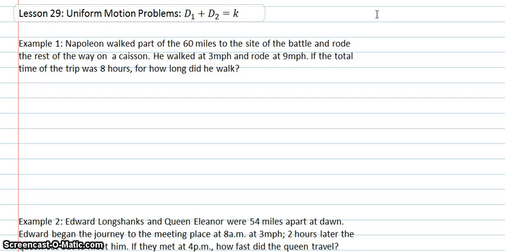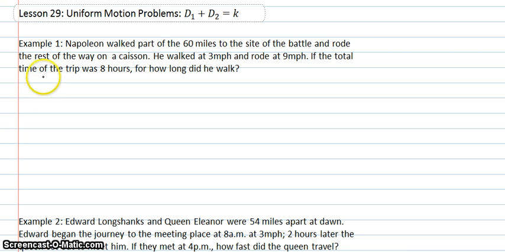In lesson 29, we're looking at uniform motion problems where you add two distances together to get a total distance. In our first example, Napoleon walked part of the 60 miles to the site of the battle and rode the rest of the way on a caisson. He walked at 3 miles per hour and rode at 9 miles per hour. If the total time of the trip was 8 hours, for how long did he walk?